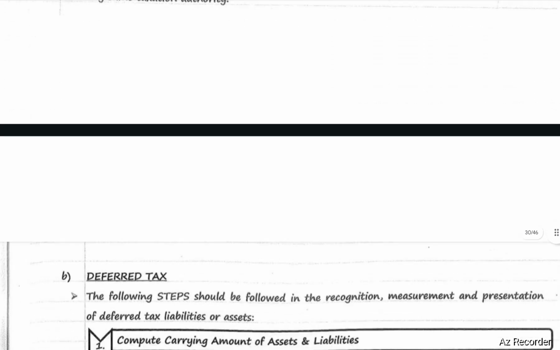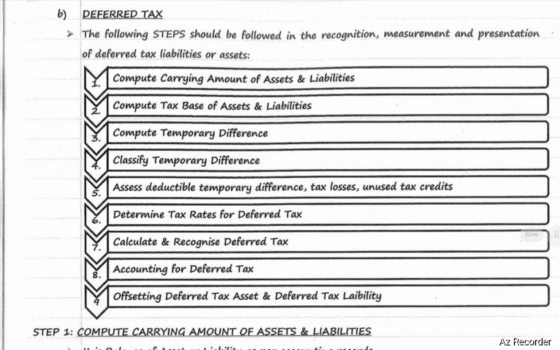Next, deferred tax. The following steps should be followed in recognition, measurement, and presentation of deferred tax assets and deferred tax liabilities. First one, compute carrying amount of assets and liabilities, compute tax base of assets and liabilities, compute temporary difference, classify the temporary difference, assess deductible temporary difference, tax losses, unused tax credits, determine tax rates for deferred tax, calculate and recognize deferred tax, accounting for deferred tax, offsetting deferred tax asset and deferred tax liability.